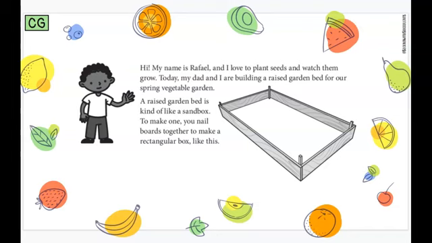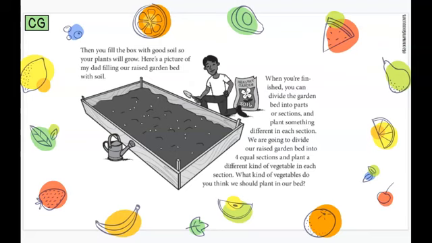Hi, my name is Raphael, and I love to plant seeds and watch them grow. Today, my dad and I are building a raised garden bed for our spring vegetable garden. A raised garden bed is kind of like a sandbox. To make one, you nail boards together to make a rectangular box, like this. Then you fill the box with good soil so your plants will grow.